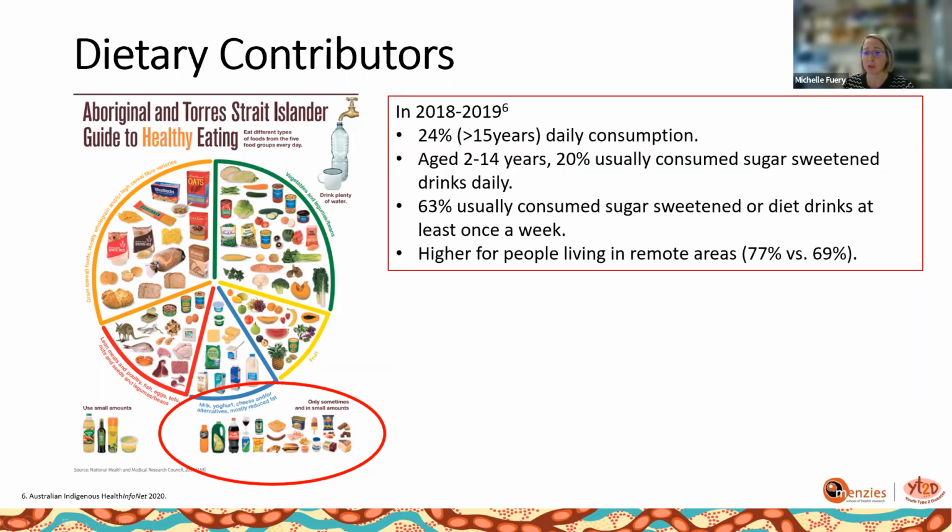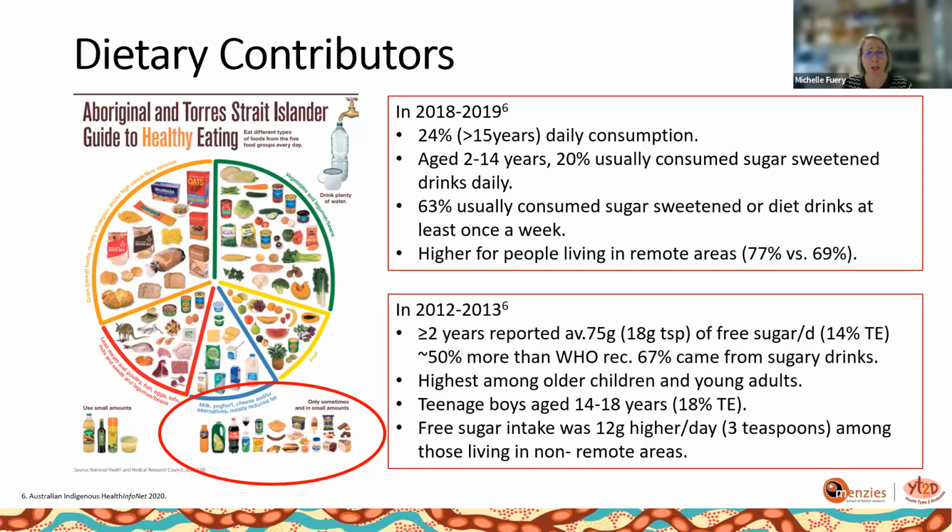Of those who consumed sugary beverages, 24% of those aged 15 years or older had daily consumption. Those aged 2 to 14 years, 20% of which usually consumed sugar-sweetened drinks daily. 63% usually consumed sugar-sweetened or diet drinks at least once a week. And this was higher for people living in remote areas versus non-remote.